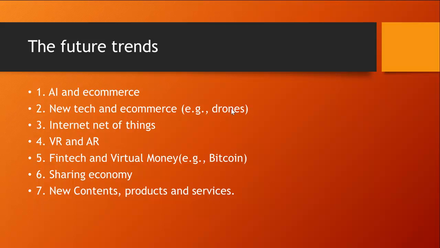What could they be used for in the domain of e-commerce? And how about fintech and virtual money, for example, Bitcoin, and the very hot sharing economy? What is the future for this sharing economy? What are possible businesses we can do using this sharing economy business model? And there are also other new contents, products, and services. In this course, we're going to cover that, and hopefully we can cram as much knowledge into this course as possible.